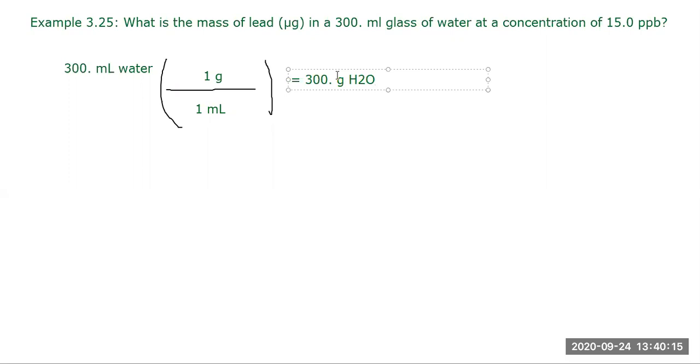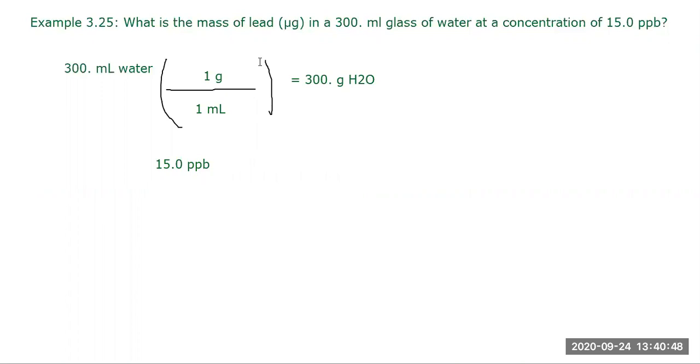Now it's just a simple ppb calculation, and these are not difficult. Think about what ppb means. It's 15.0 ppb, parts per billion. Just like a percentage is part over whole times 100, ppb is part over whole times a billion. So what is my part in this situation? That's the mass of lead.